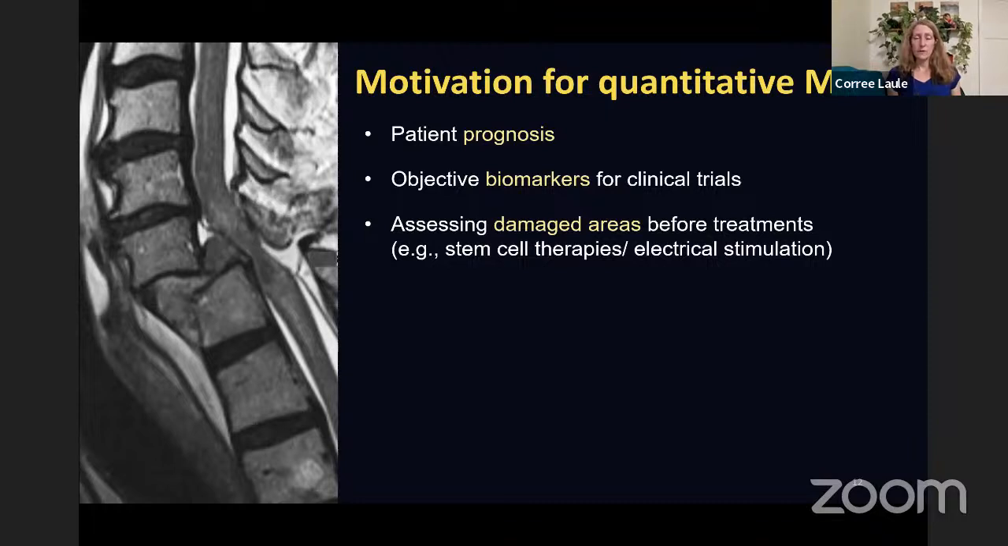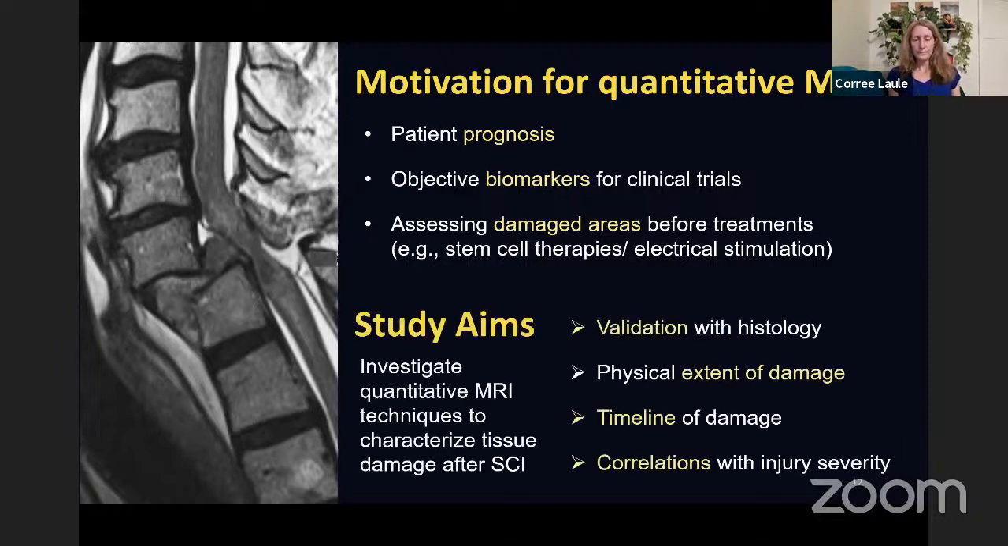If we can come up with quantitative MR measures, they could be used as objective biomarkers for clinical trials. And they might also be able to assess areas that are damaged before treatments are initiated. So perhaps based on someone's tissue damage characteristics, a physician may want to elect to do electrical stimulation versus another type of therapy.